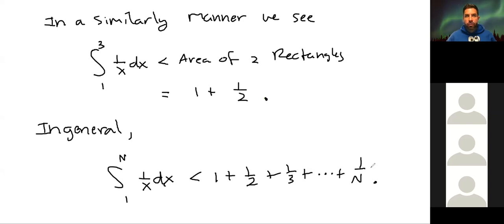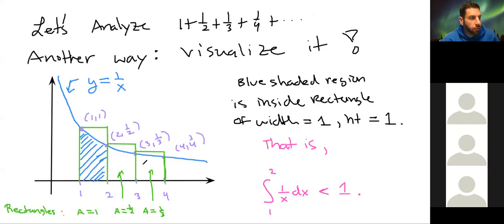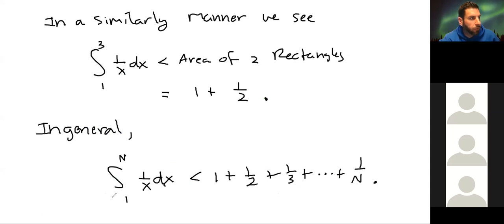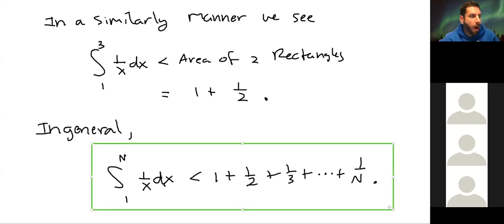I highly encourage you to draw the picture I drew. Draw this picture and convince yourself, if I do 3 rectangles, what do I get? If I do 4 rectangles, what do I get? If I do 5, what do I get? And you'll see that this is the correct formula down here. Does anybody have a question about this? Now, what is that thing on the right-hand side? On the right-hand side, that is nothing more than the series we're studying. At least it's partial sums.